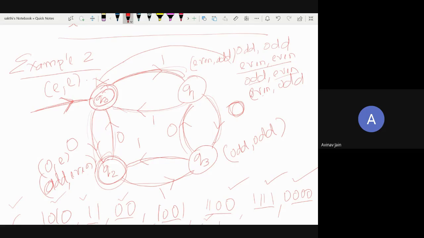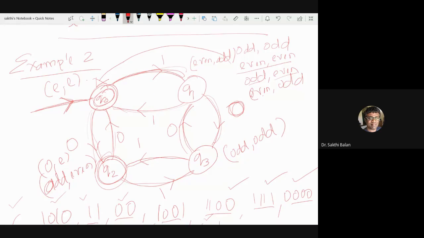Q3 will be the final state, and make Q0 a non-final state. That's all. Simple. And similarly, if I make Q1 a final state and all other states non-final, then it will accept an even number of zeros and an odd number of ones.